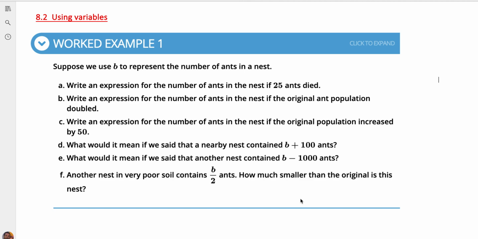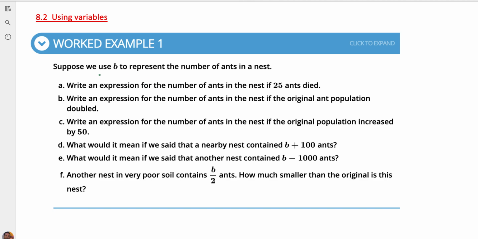Okay, girls, so in this lesson, you're going to be covering two chapters of your JAG Plus. One of them is 8.2, using variables. So I'm going to do example one, this one here, and this one is related to writing an expression to represent a worded problem, okay?